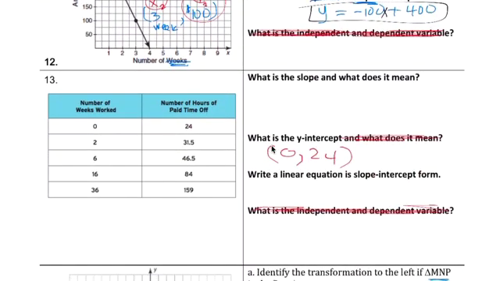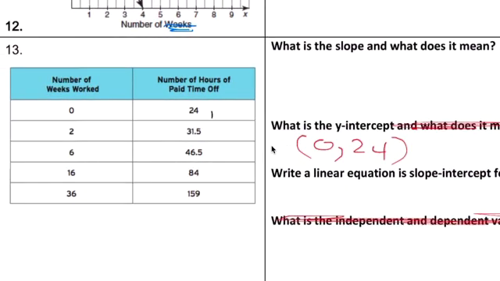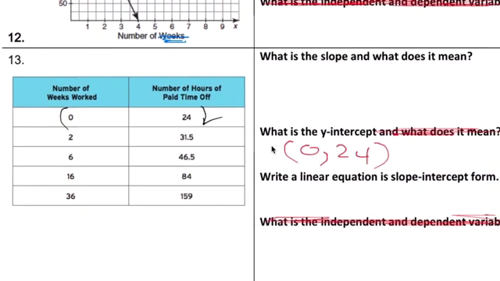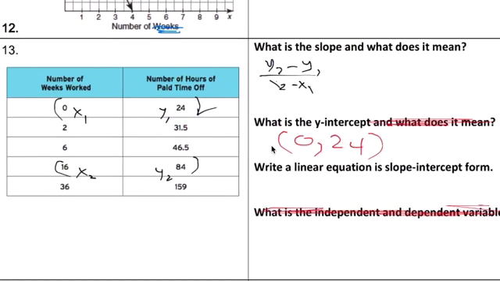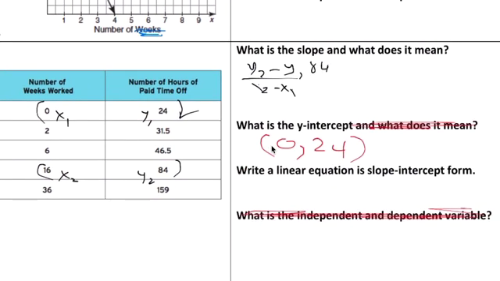Same thing here. You pick 2 points. The y-intercept is where 0 starts. Slope, x sub 2, y sub 2. Oh, nope, I wouldn't want that one. Decimal, not a good one. Okay, I'll use 16. X sub 2, y sub 2, x sub 1, y sub 1, right? So y sub 2 minus y sub 1 over x sub 2 minus x sub 1. So your y sub 2 is 84, and these are number of hours of paid time off. So these are hours.